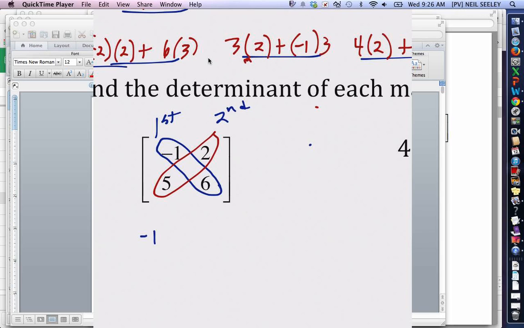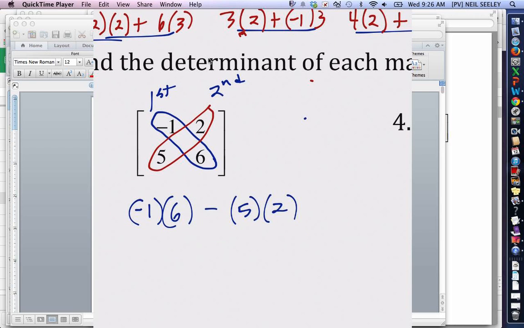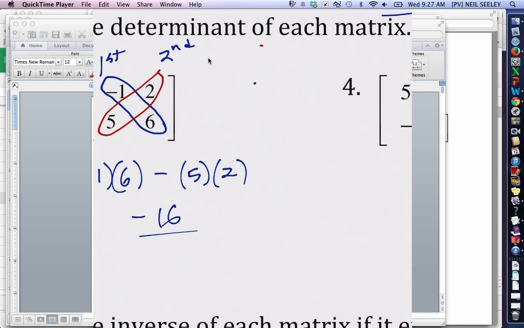So -1, watch this, times 6, the product of that first diagonal from the upper left, you start at the upper left, minus the product of the other two, which is 5 times 2. And there you go, that's our determinant. And that's -6 minus 10, -16, done. No value except that it's useful, a common value that makes other things useful, other operations possible.